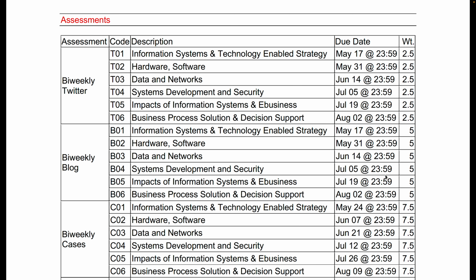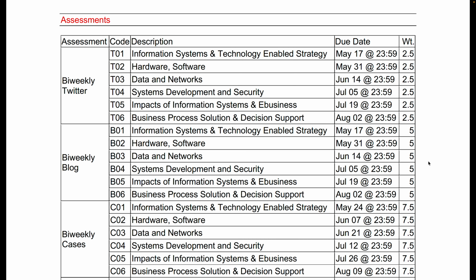And let's look at these assessments. So we will have 6 bi-weekly Twitter, 6 bi-weekly blogs, and 6 bi-weekly cases. So the bi-weekly Twitter would involve you to look at some of the Twitter handles that I'm going to provide to you and look at the new developments that are posted there or the new updates that you see there and write a review on it and study it further.